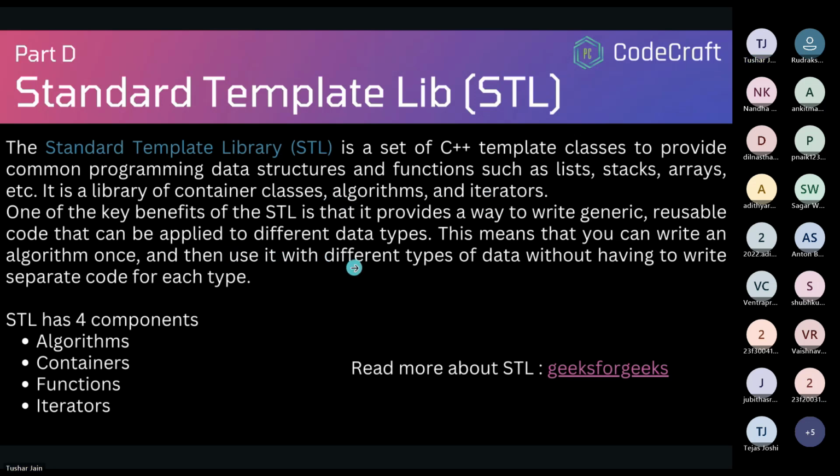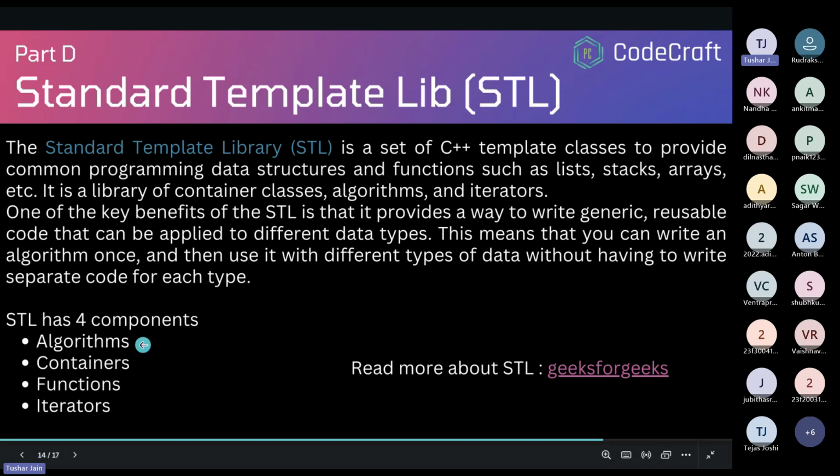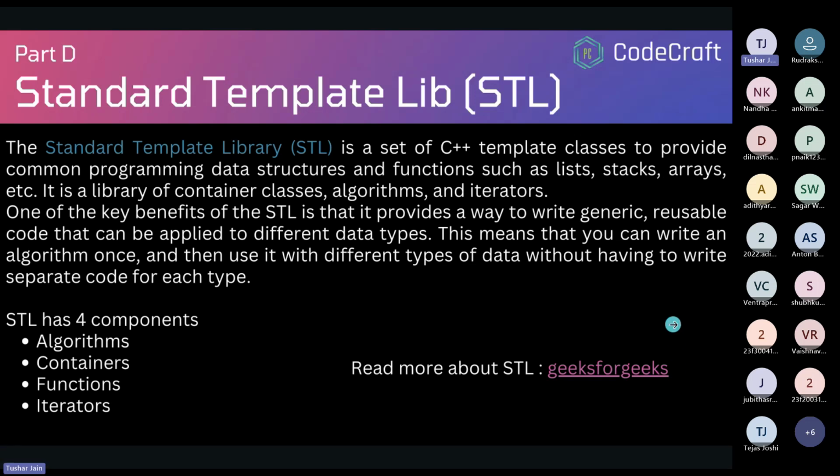So the benefit of STL is that we don't have to write code again and again, and it gives us some good data structures with some good optimizations that we can use to our advantage. So STL has four main components: algorithms, containers, functions, and iterators. You can read more about STL from Geeks for Geeks. Also, we had a session in Adapt regarding STL.